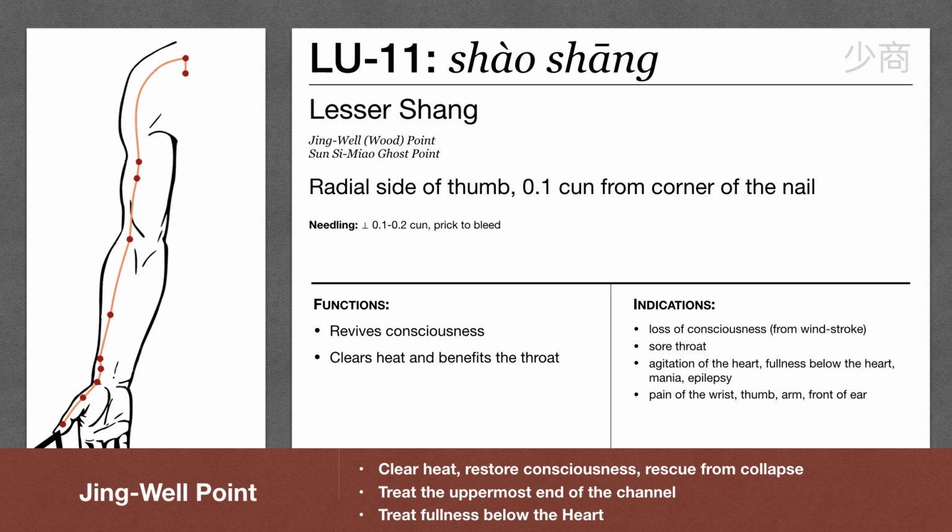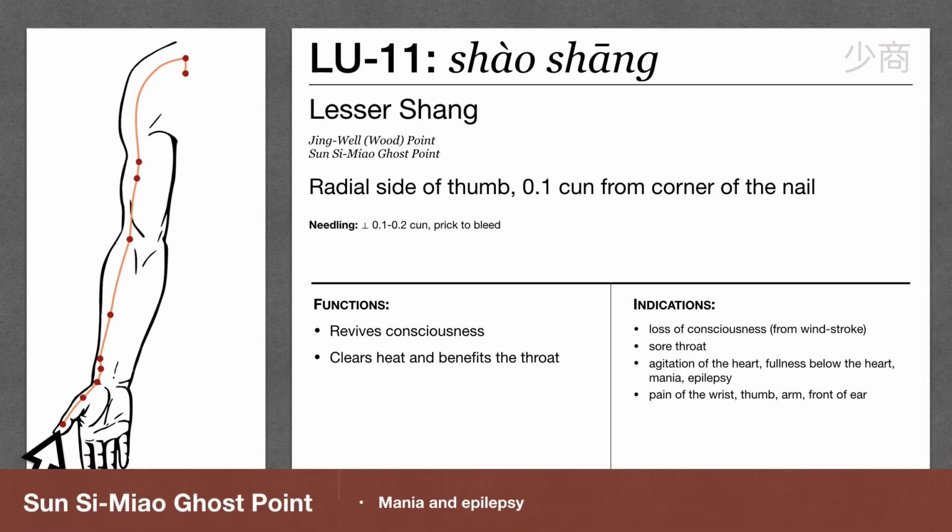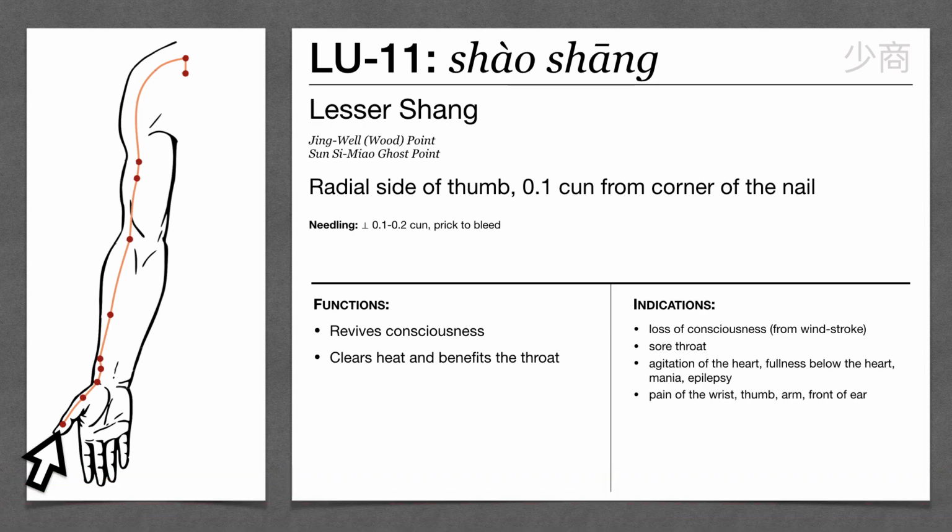Jing well points also treat fullness below the heart, so here we see that with lung 11 treating fullness below the heart. And then also, lung 11 is a Sun Si Miao ghost point, so it's used to treat mania and epilepsy. This is probably due to the fact that this point can strongly clear heat, and also because the lung has such a close relationship to the heart, so it's able to quickly calm severe Shen problems.